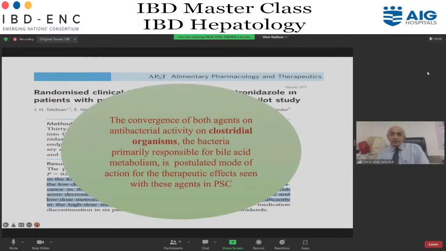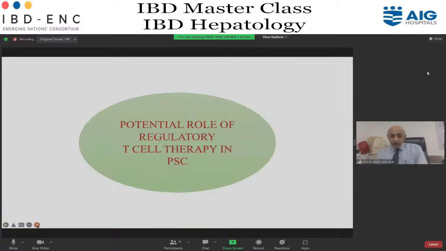The reason mentioned is that vancomycin typically has antibacterial activity against an organism called Clostridium, which is responsible for conversion of the primary bile acids to the secondary bile acids. And the more secondary bile acids are formed, the more will be the damage to the mucosa. And hence, by reduction of the Clostridium, you are going to address the problem and have improvement in the inflammatory bowel disease.